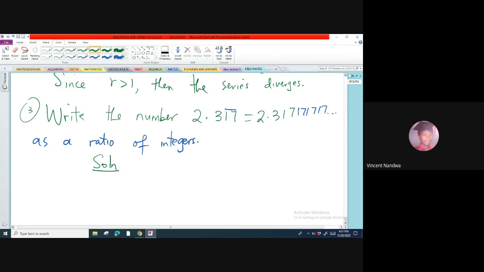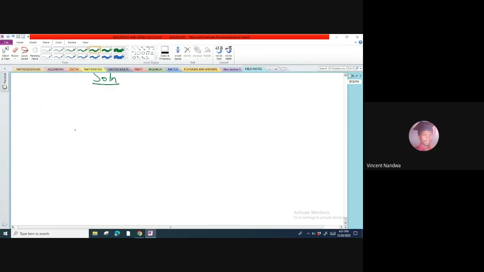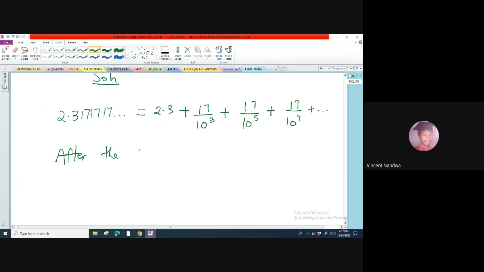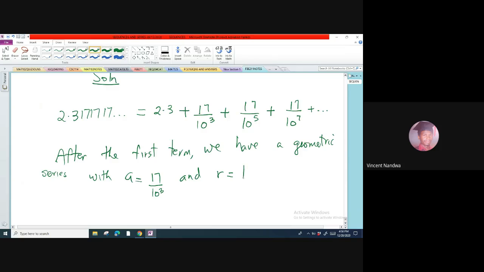So, solution: 2.317171717 etcetera is the same as 2.3 plus 17 over 10 to the power 3 plus 17 over 10 to the power 5 plus 17 over 10 to the power 7 plus other terms. So then you say after the first term, we have a geometric series with a as 17 over 10 to the power 3 and r as 1 over 10 to the power 2.